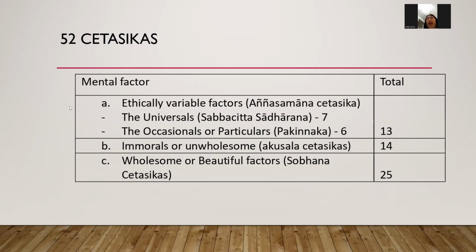So there are 52 mental factors comprised of 13 ethically variable factors, annasamana cetasikas, 14 immoral cetasikas, and 25 beautiful mental factors. So next slide.